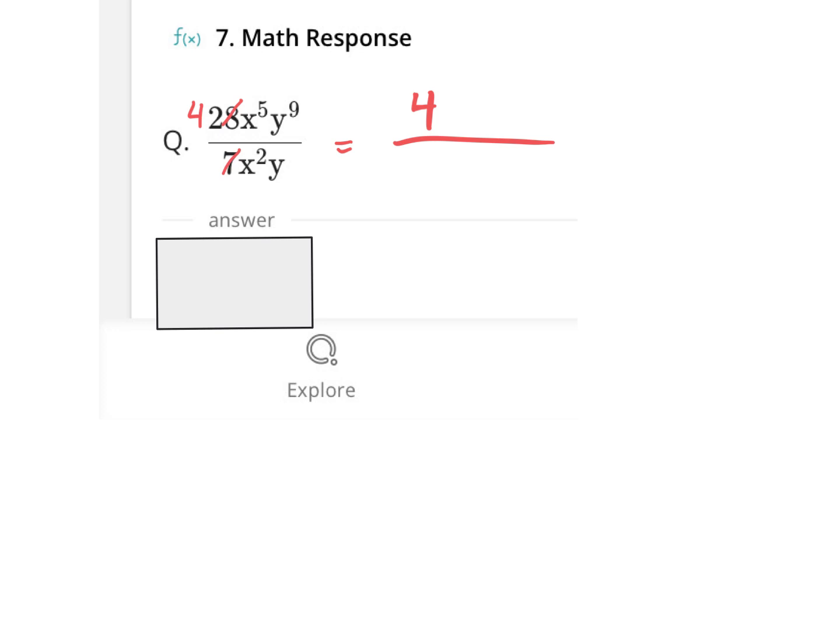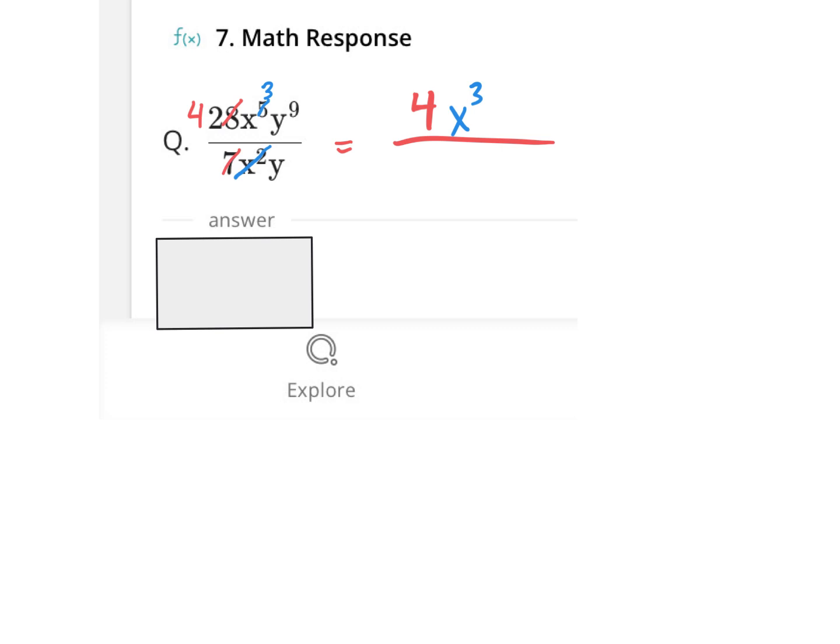Okay, now moving on to the x's. How many x's do you have down here? 2. How many do you have up here? 5. So you could cancel out 2 x's with 2 of the 5. So once again, I could cancel both of these x's. So I draw a line through the whole thing. It'll cancel with 2 of these 5, leaving me 3 left over. So up on top, I have an x to the 3rd left over.